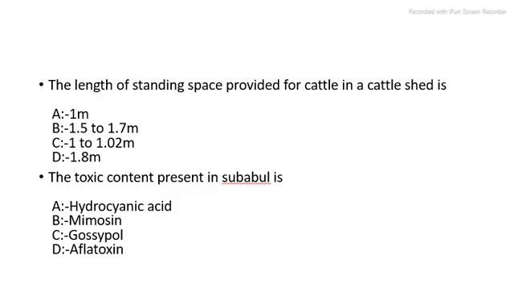So what is subabul? Subabul is a popular farm forestry tree in the coastal areas. Okay, it is one of the fast growing hardy evergreen species. Okay, so the toxic content present in subabul is aflatoxin.